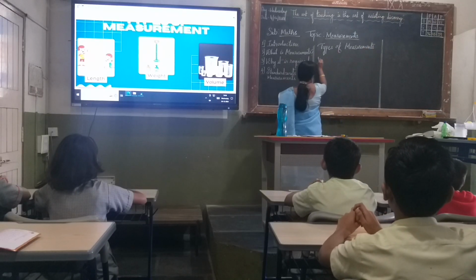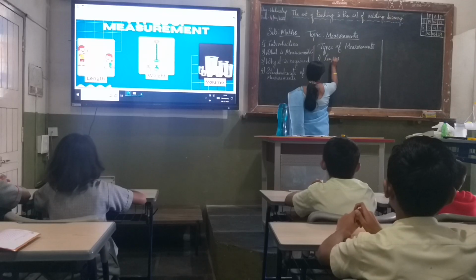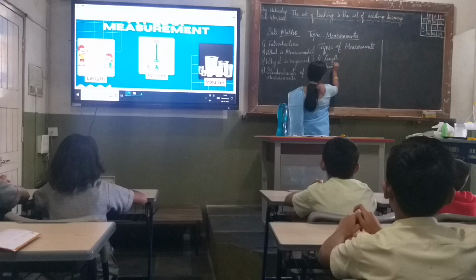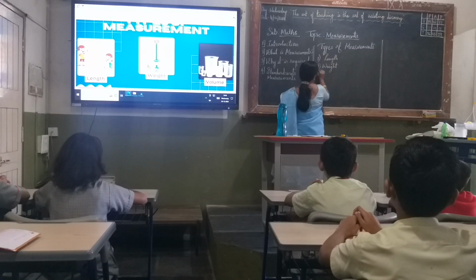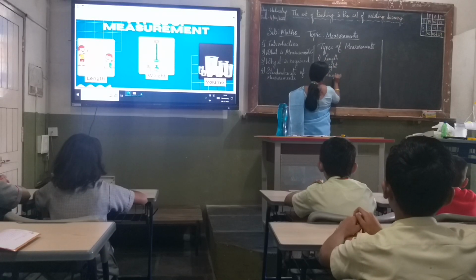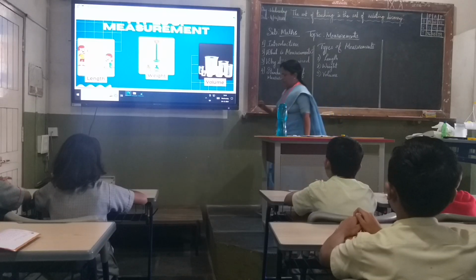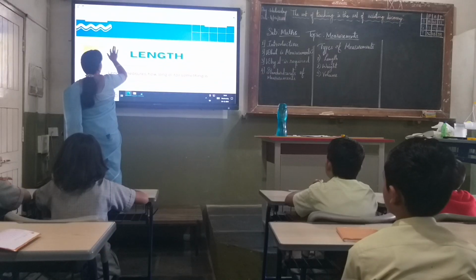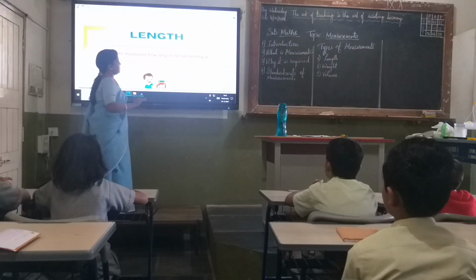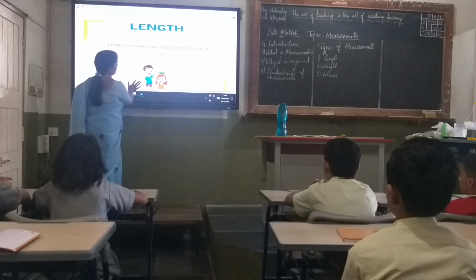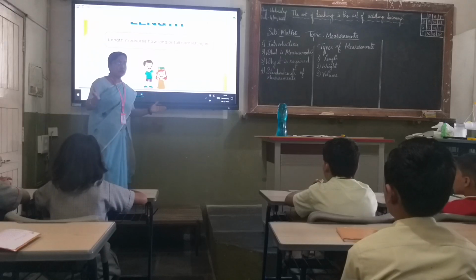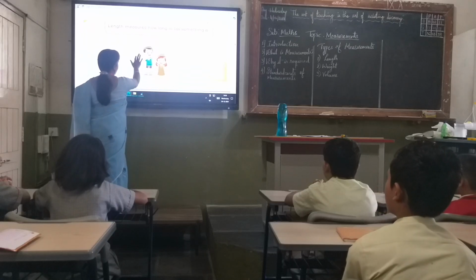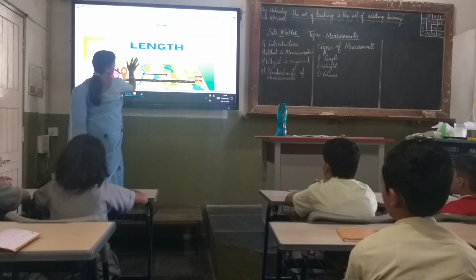So the first one is length. Next, weight. And volume. Okay. So let's see about length first. Length measures how long or tall something is. When we want to measure how long or tall something is. And using length, we can also measure the distance between places.